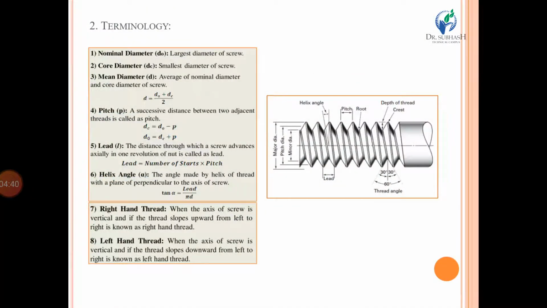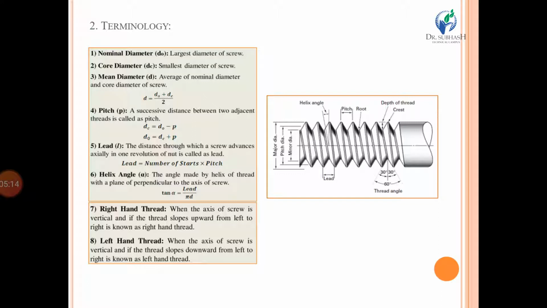Now look at the terminology. Terminology means the terms associated to identify any object or any mechanical part. Look at the screen. There are 8 terminologies which identify any power screw. First terminology is nominal diameter. Actually it is the largest or outer diameter, and if you are measuring it, you have to measure the distance between two crests of the thread, and the distance measured should be perpendicular to the power screw.